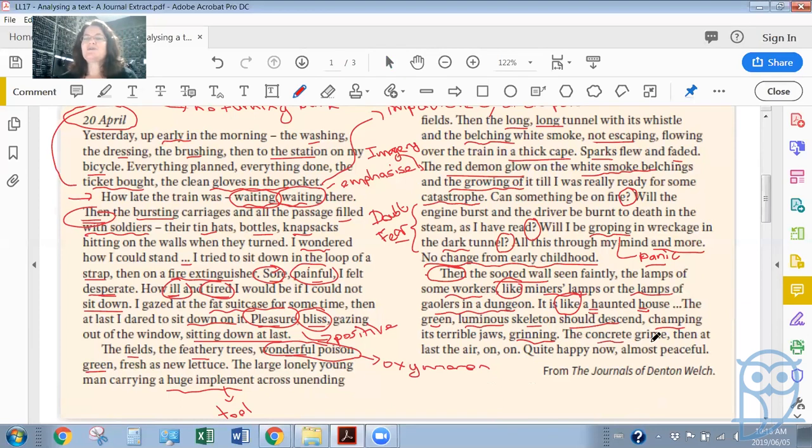The concrete grime, the dirt, it's distasteful grime. Then at last, the air that came out of the tunnel. All these paranoid thoughts, but now at last, the air. On and on. Look at the repetition of that word, on and on, just as we saw before. It's mirroring the writer's way of speaking, of writing. Quite happy now. Almost peaceful. Almost peaceful. Isn't that such a strange way to end off this particular diary entry?